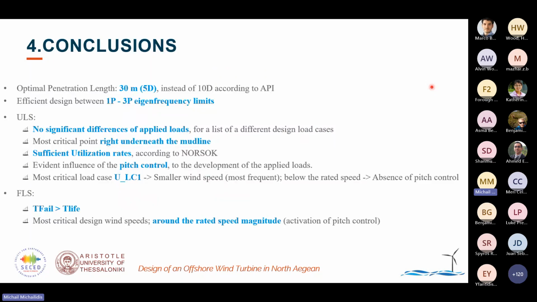So concluding, we can suggest that the optimal penetration length can be reduced to 5 times the diameter instead of 10 times the diameter, according to the API, which is a significant and sustainable saving for this case. This ratio can vary from 5 to 6 times in most cases, depending on the soil profile. We can have an efficient design between the 1P and 3P eigenfrequency limits.